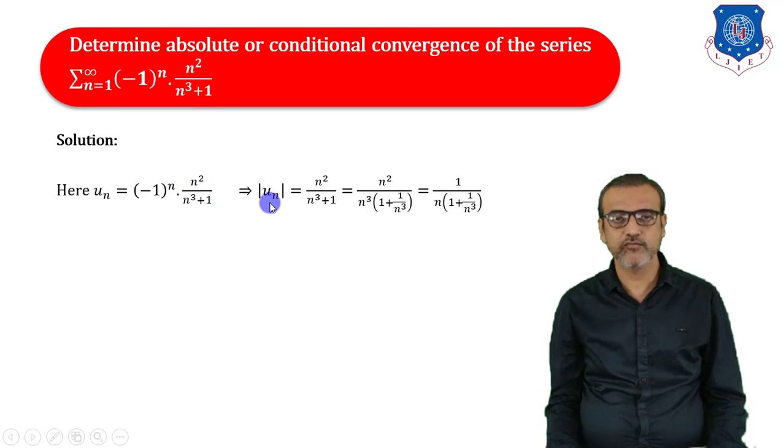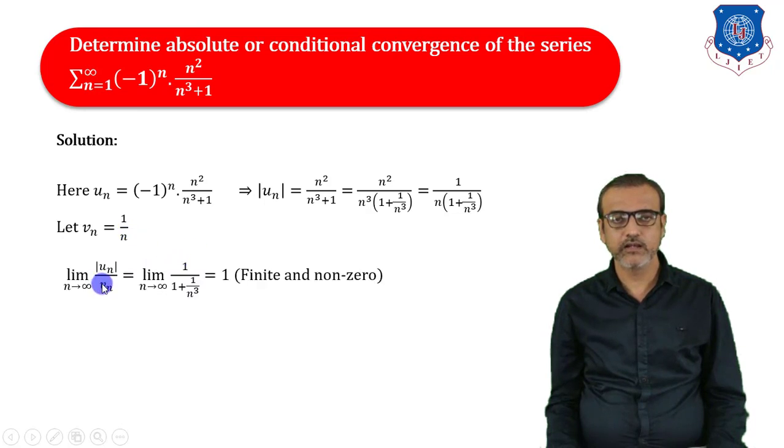First of all we will find out mod un. So we will neglect this term (minus 1) to the power n. So mod un equals n square upon n cube plus 1. This n square will be as it is, and in the denominator taking n cube common, we have 1 plus 1 upon n cube. Two times n will cancel out, so this equals 1 upon n into bracket 1 plus 1 upon n cube. Now let Vn equal 1 upon n.